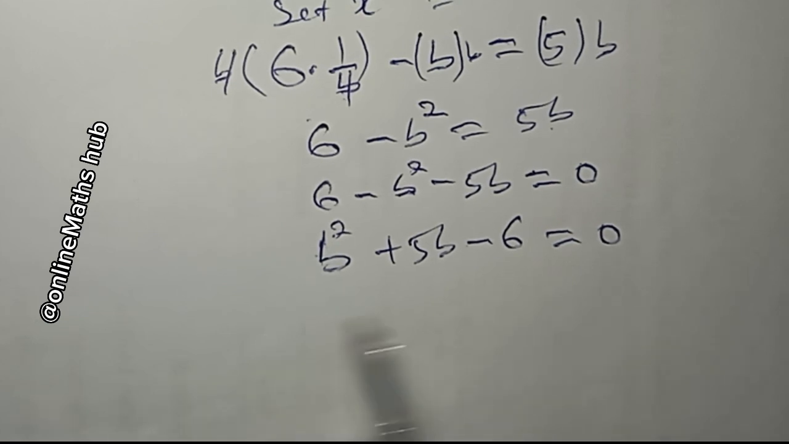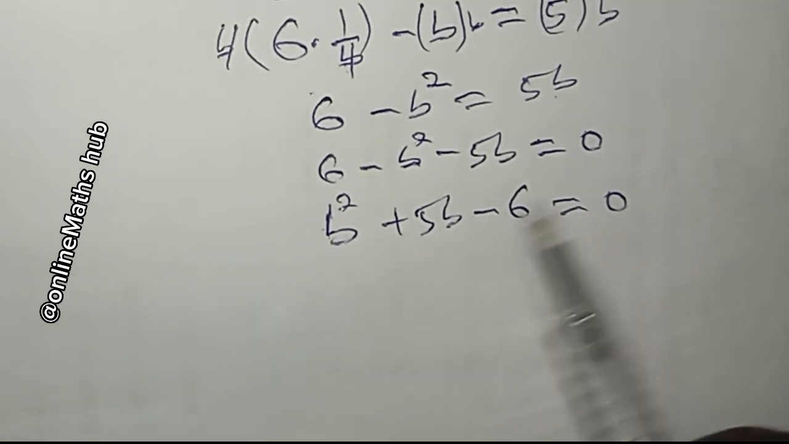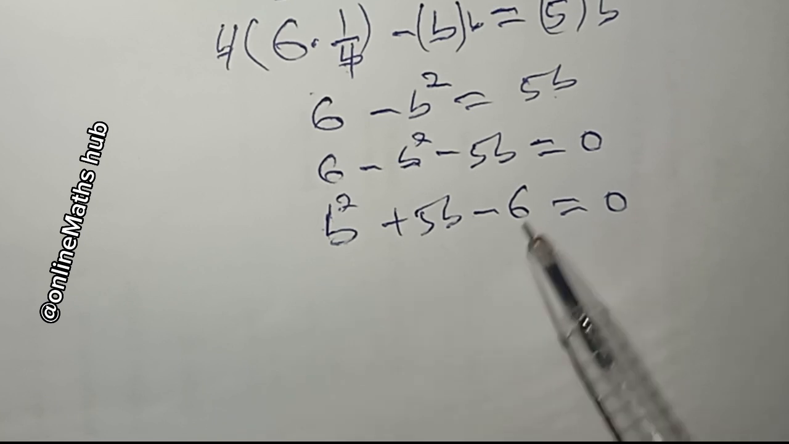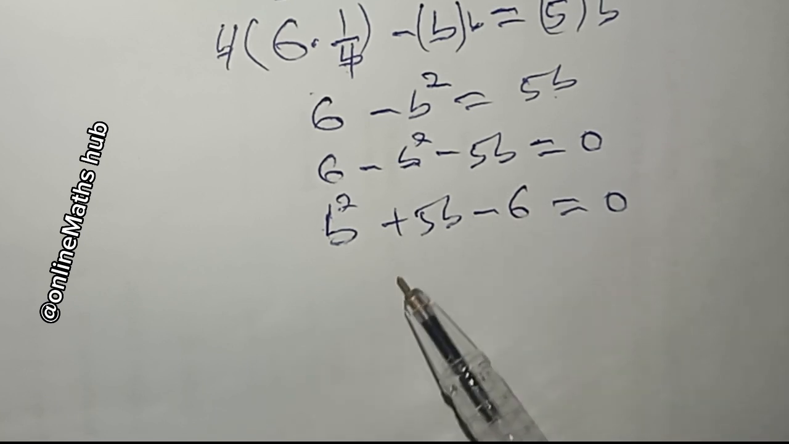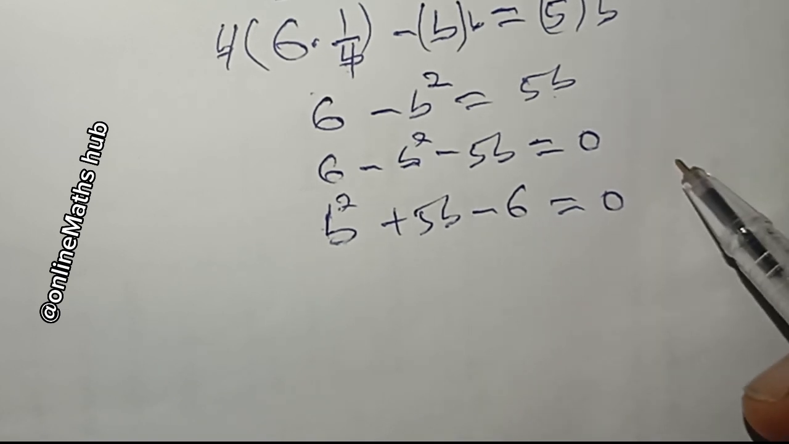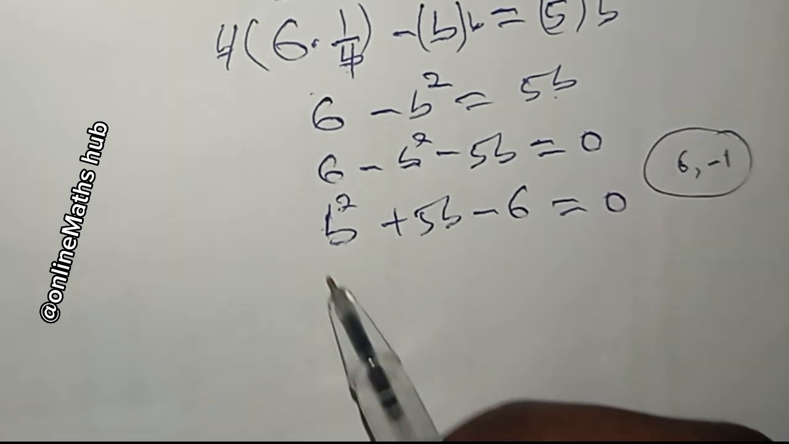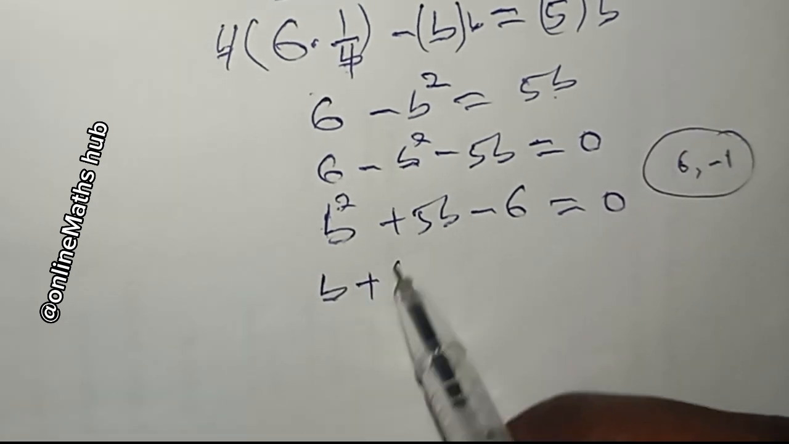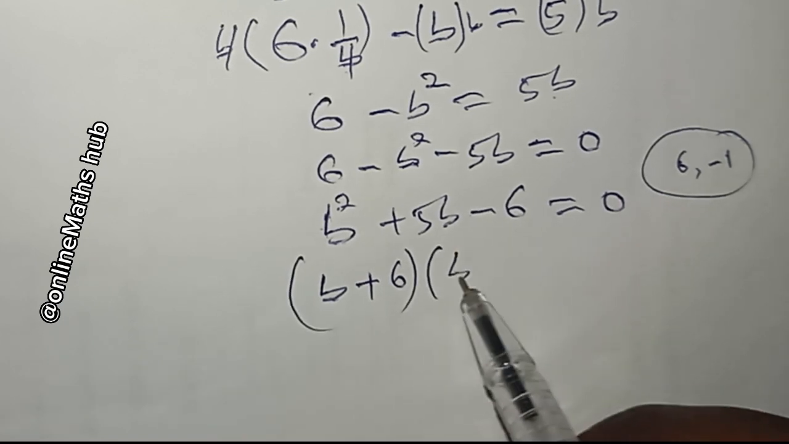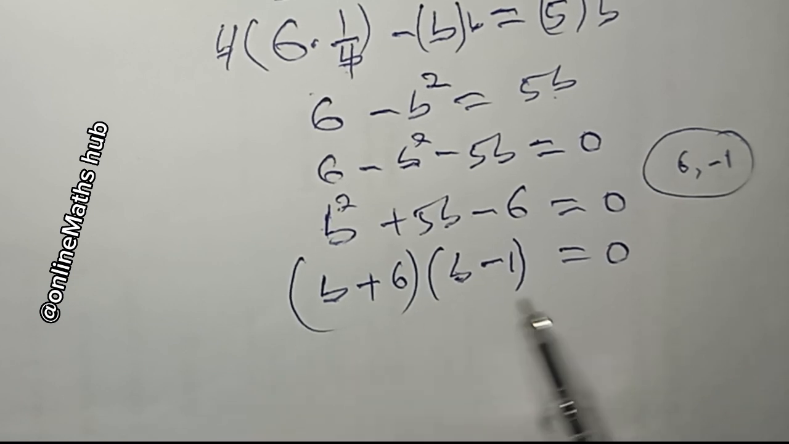So you can clearly see now that it's a quadratic equation, and I'm just going to factorize. Okay, so the two numbers that when I multiply them give me negative 6, and when I sum them give me positive 5, are 6 and negative 1. So what I would write is b plus 6, and then b minus 1 is equal to 0. Of course, when you open these brackets, you're going to have this.